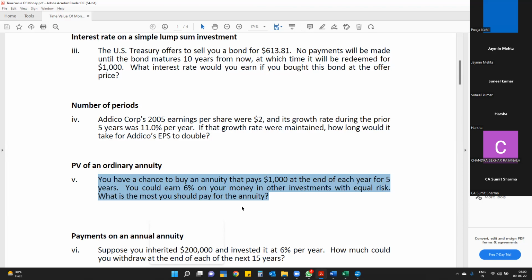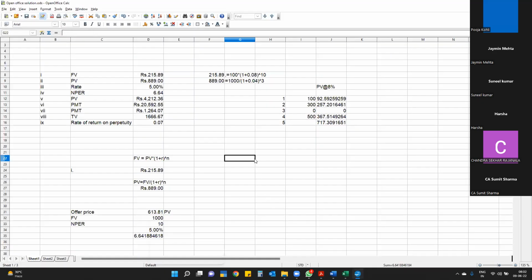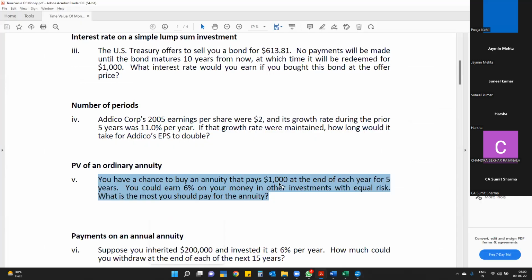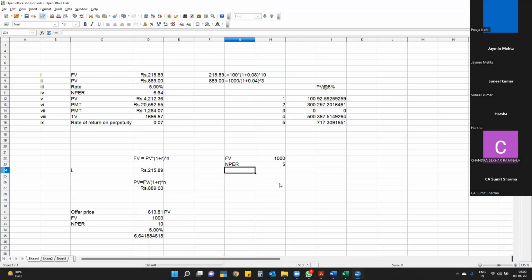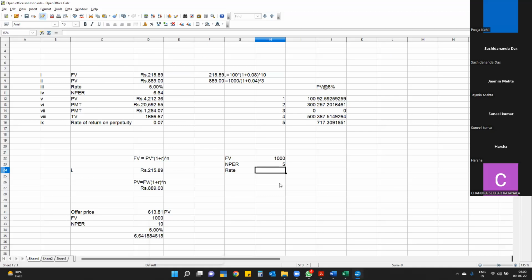Here you have to pay the present value of 1,000. So there are two ways to calculate it. One, future value is given. Future value is 1,000 and per is 5 years. Rate is 6%. Right.